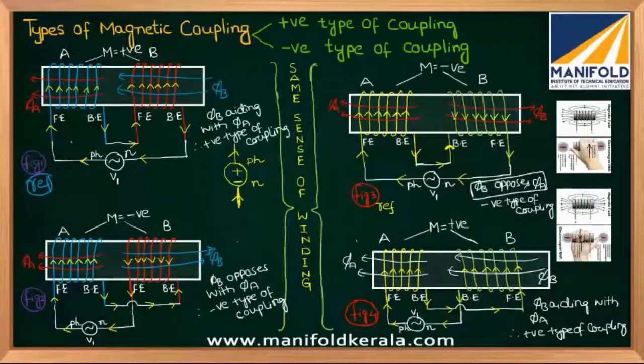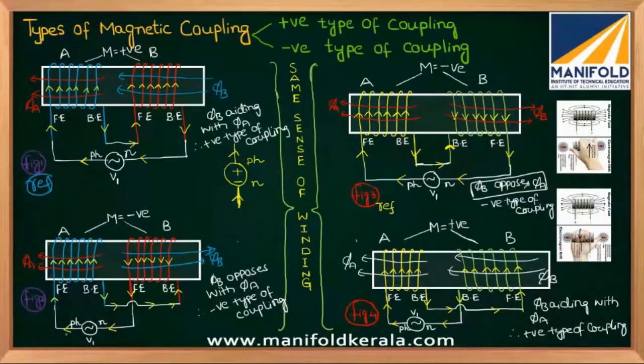Let me repeat once again. It's our wish. We can assume dots at the front end of coil A and the front end of coil B, or at the back end of coil A and the back end of coil B. But one thing you should remember: if you assume the dot at the front end of coil A, you should assume the dot at the front end only in coil B. If in coil A you assume the dot at the back end, in coil B you also assume it at the back end.